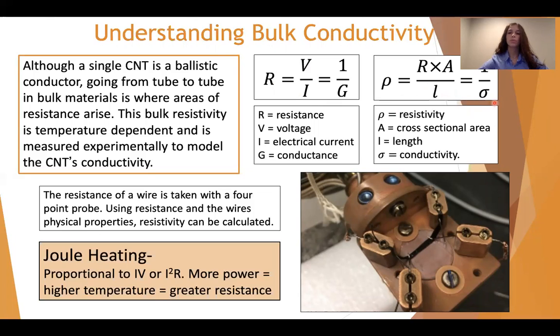This is important because when understanding the conductivity of a conductor, it is common practice to observe and look at its resistivity as a function of temperature, which is what I do in this study. In order to understand bulk conductivity, a major concept to understand is Joule heating, which is proportional to current times voltage or current squared times resistance. In short, Joule heating explains that more power equals higher temperature, which leads to greater resistance.